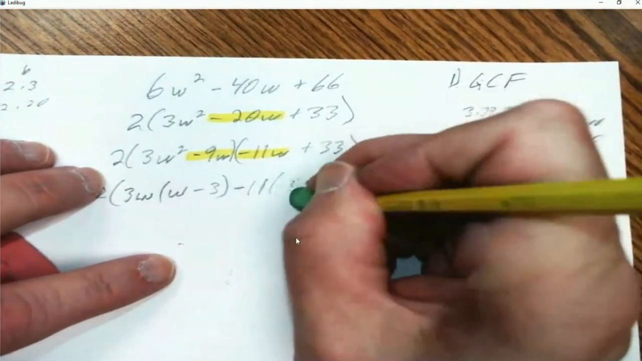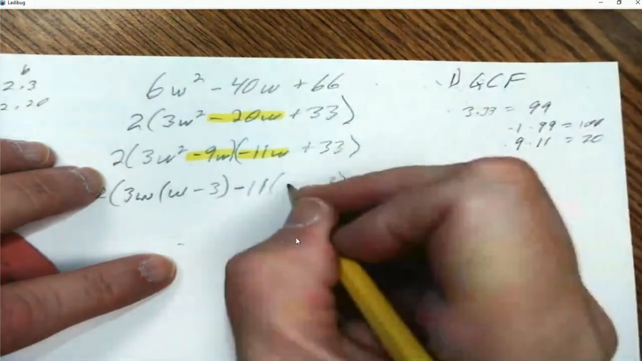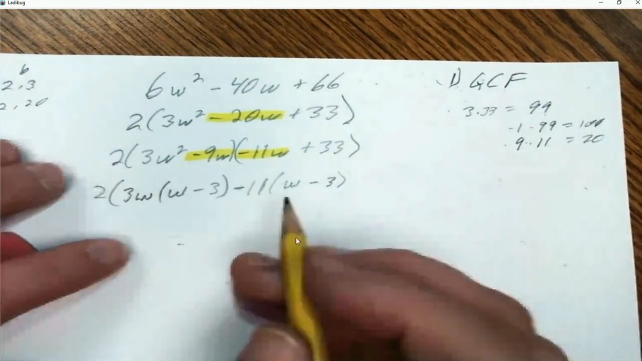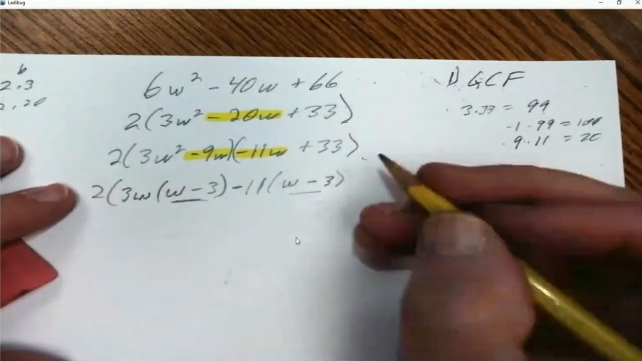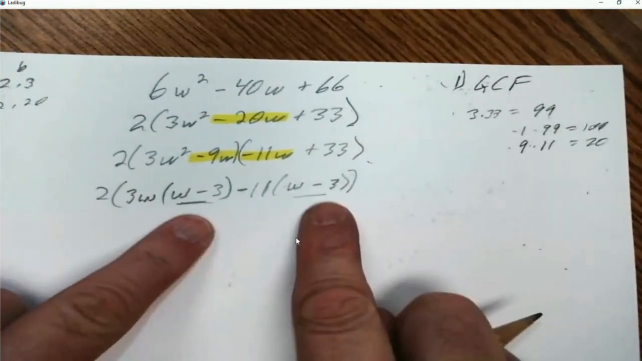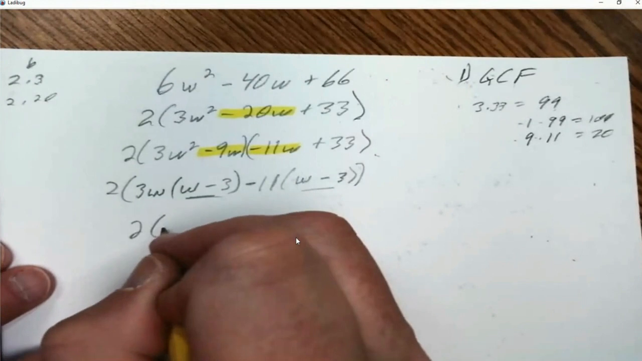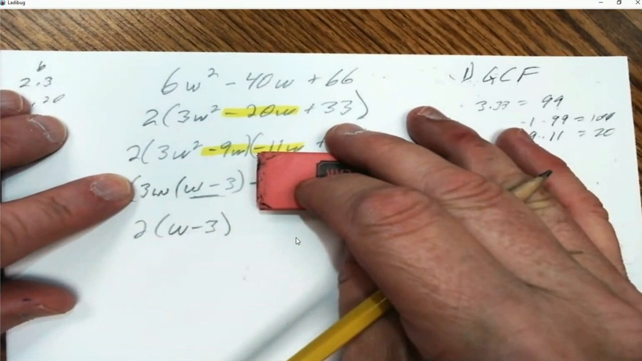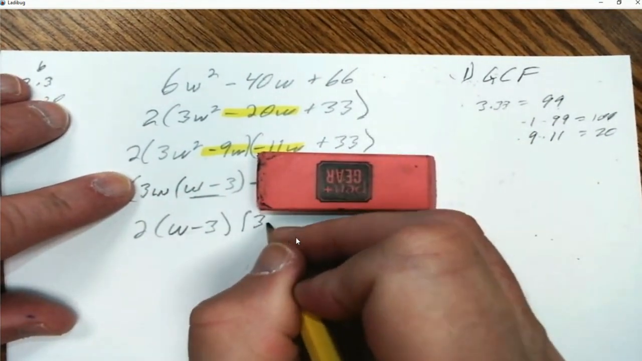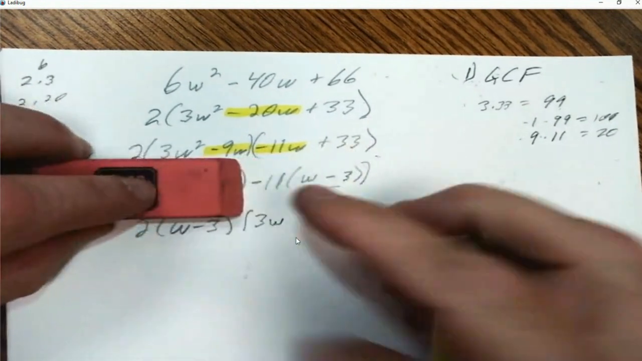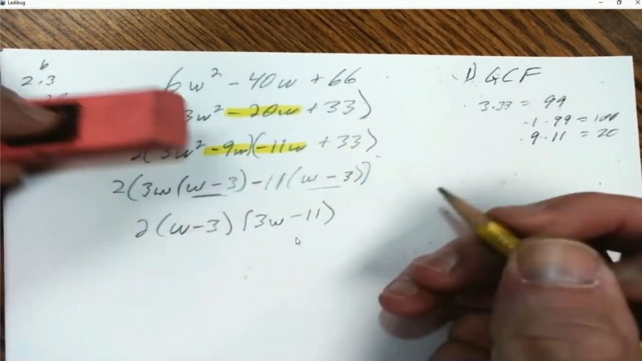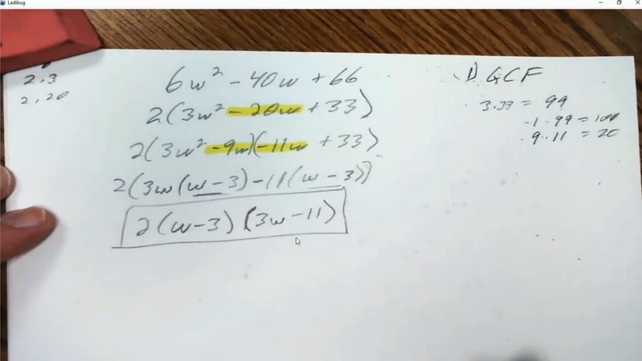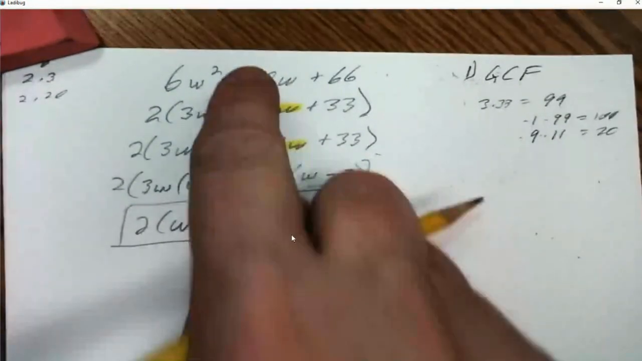So that's just w, and negative 11 out of 33 is negative 3. Now I've purposely made those the same. So I can factor this out now. So I've got 2 times w minus 3. And when I took w minus 3 out of this, I just left 3w. And when I factor it out of here, it leaves negative 11. So there is the fully factored version of this.